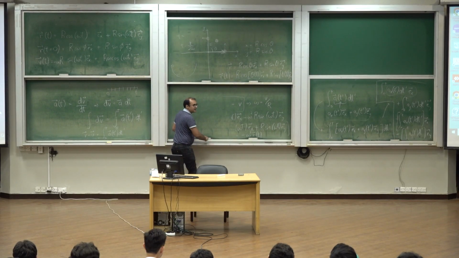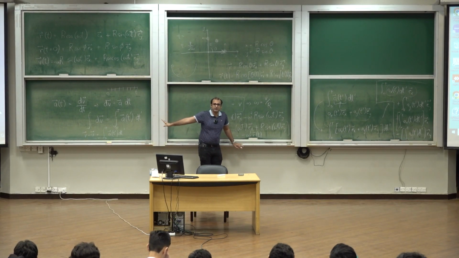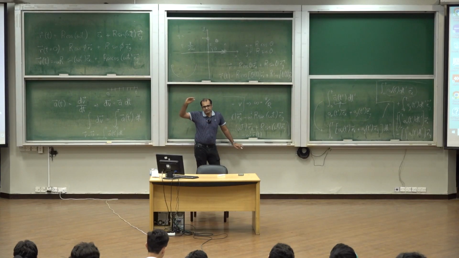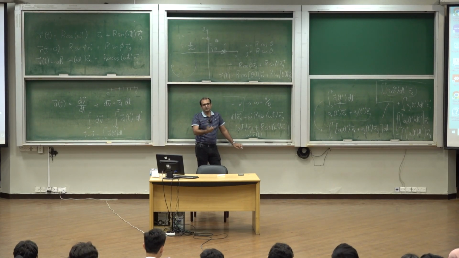So most of the time, the circular motion example was an exception. I went from the position vector to the velocity vector and then to the acceleration vector. Most of the time you will be going the other way around. From the acceleration vector you will be going to the velocity vector, and then from the velocity vector you will be going to the position vector.